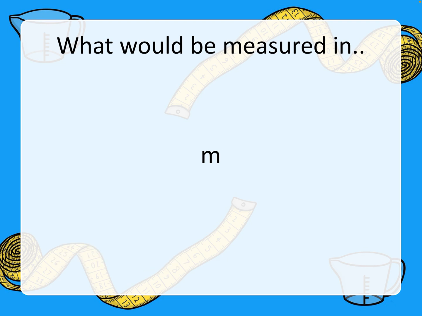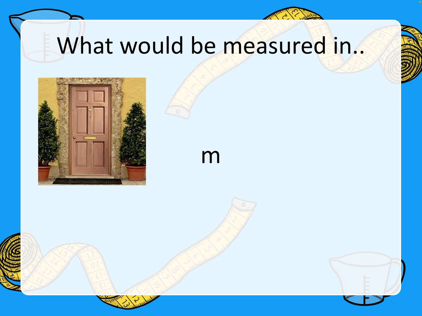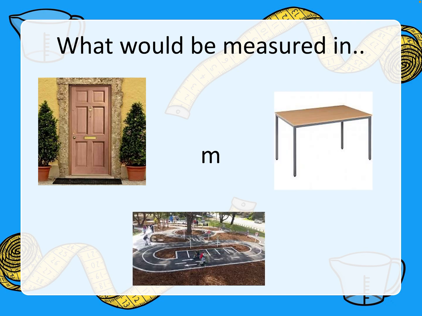What about metres? So I thought of the length of a door, the length of a table, and the length of a track on a play park. So things we measure in metres are much bigger. We should still be able to see them though. So you should be able to see the whole item or object, but they are much bigger.